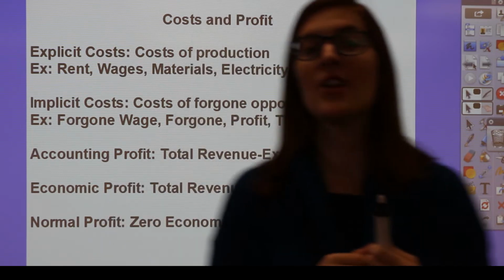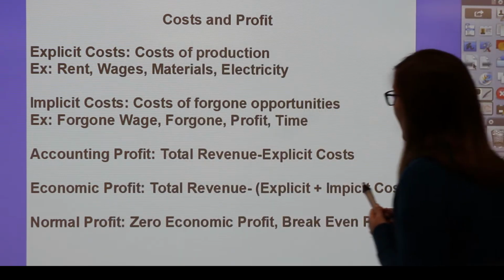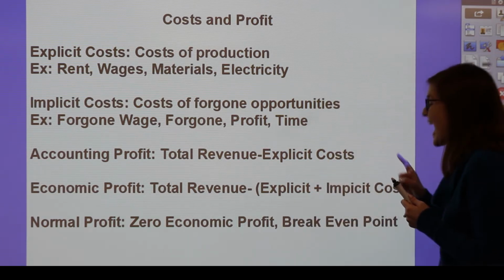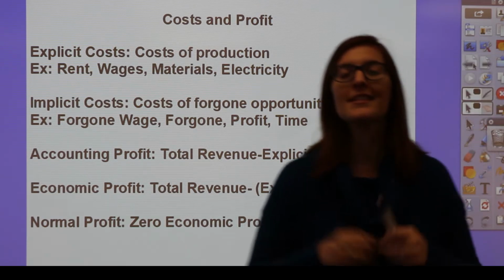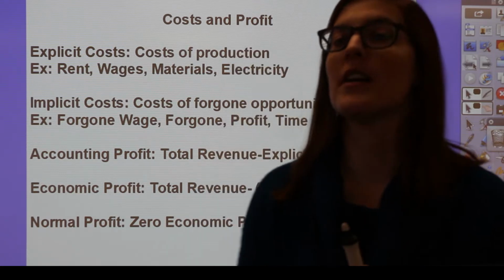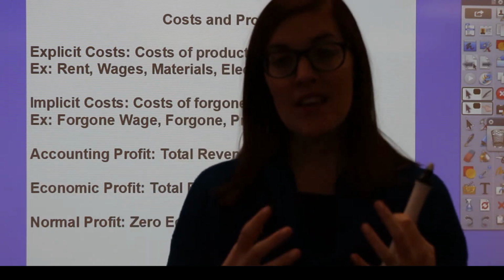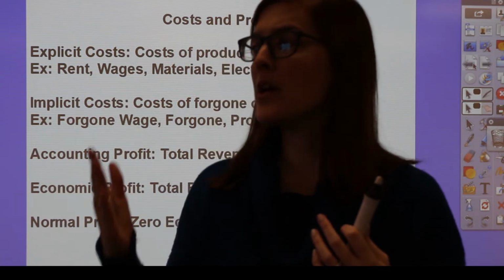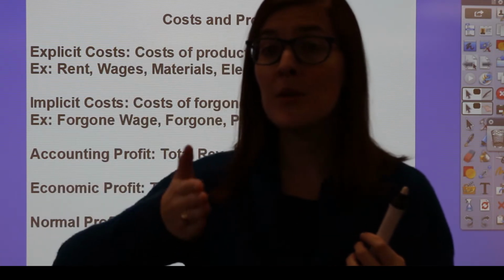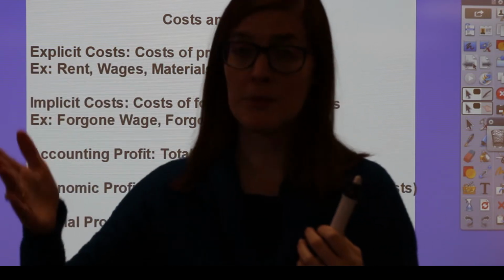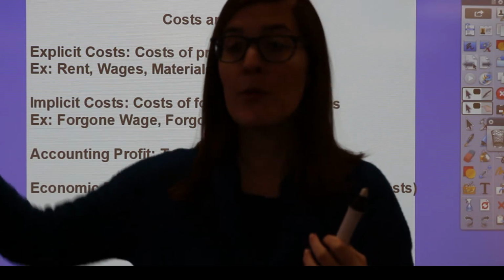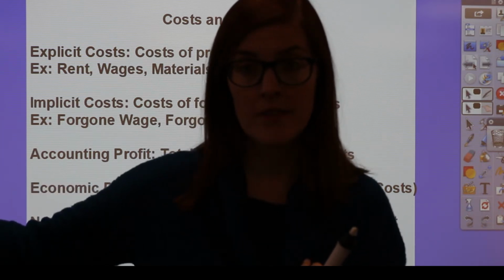So if we are going to measure economic profit, we look at our total revenue minus our explicit and implicit costs. We need to take both of those into consideration with economic profit. So with this, if we're making positive economic profit, it means that we are making not only revenue, but revenue minus our explicit costs, our normal resources, and we're making more money than if we had been in another industry.